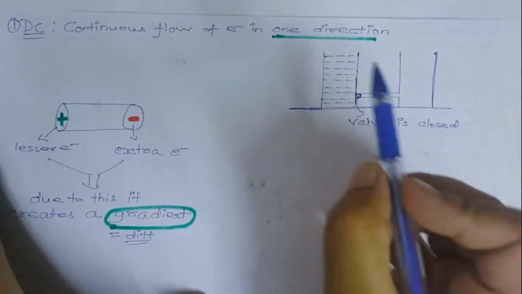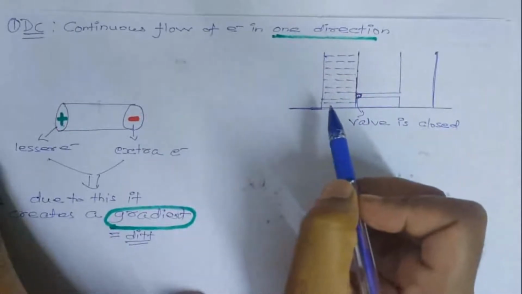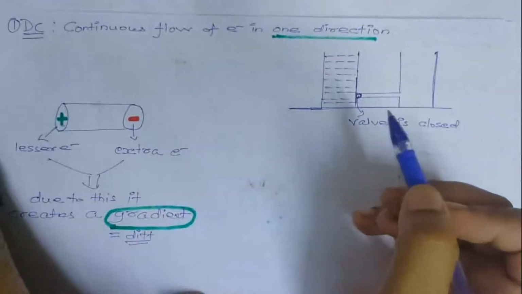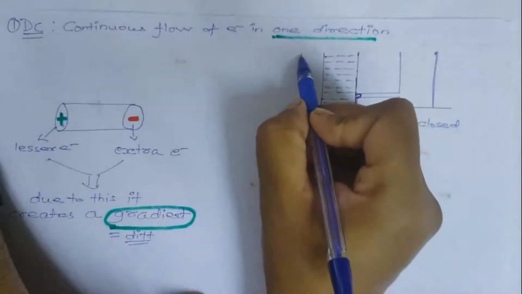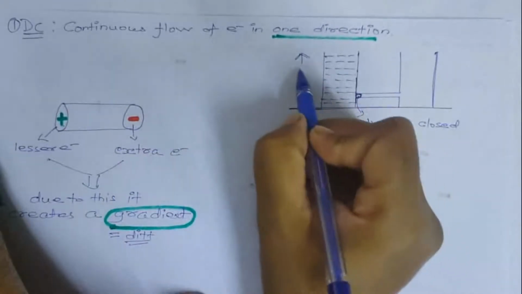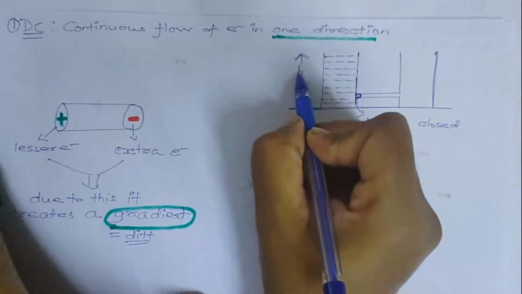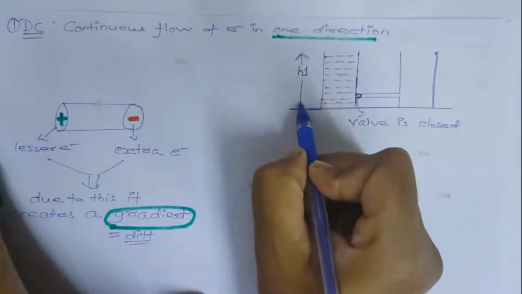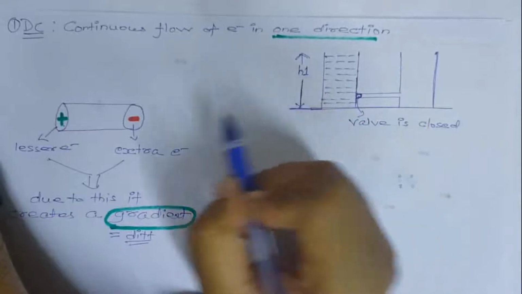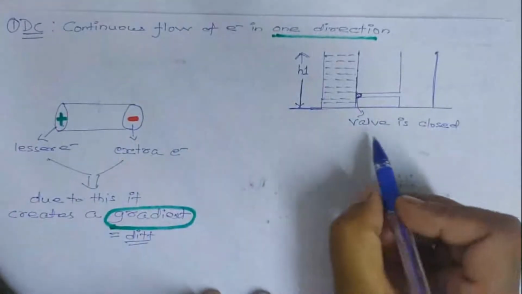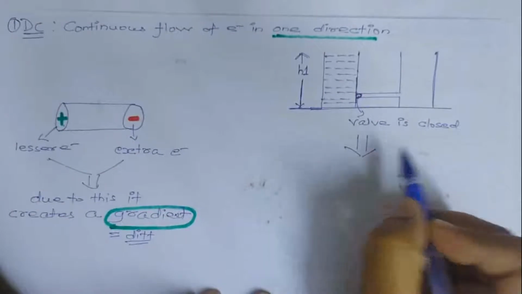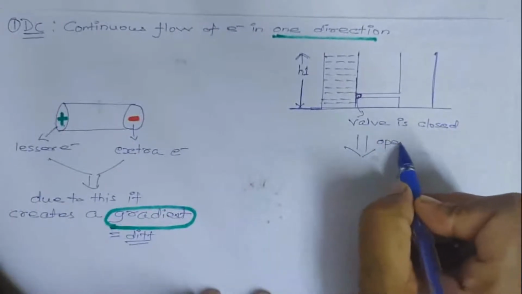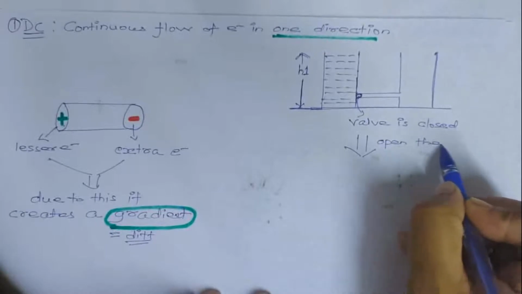So in that case, what do you see here? We can say that it has a gradient. Why gradient? Because the level of water here is, let us call it h1. The level of water is h1 in this case. Now let us do one thing. Open the valve.